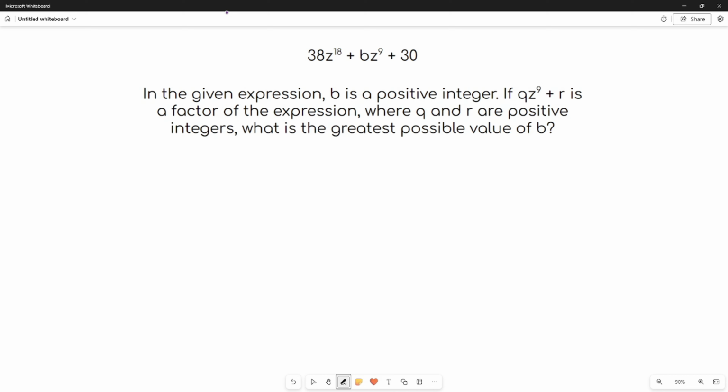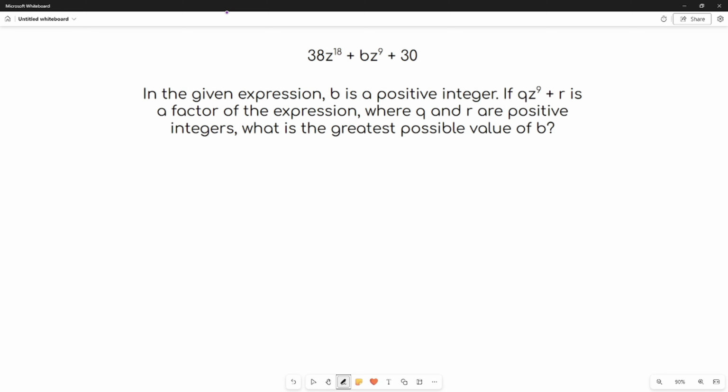Here I have a harder version of the same question. In the given expression, b is a positive integer. If qz to the power of 9 plus r is a factor of the expression, where q and r are positive integers, what is the greatest possible value of b?